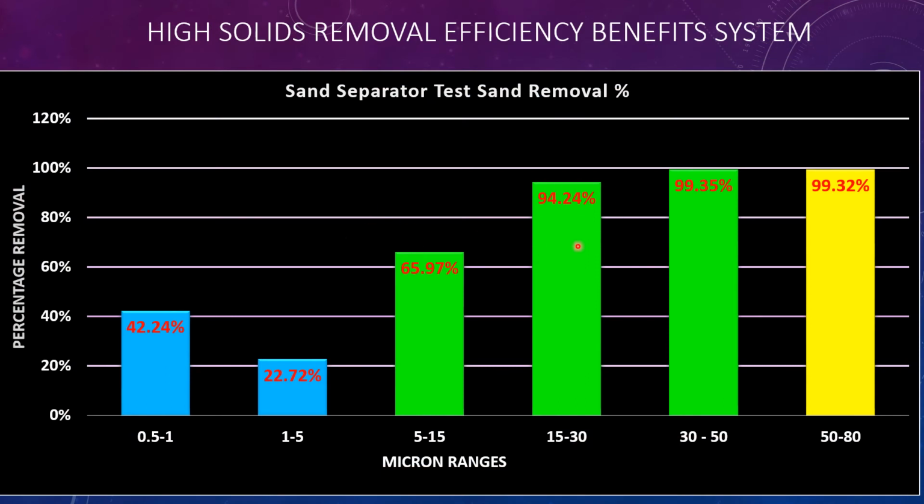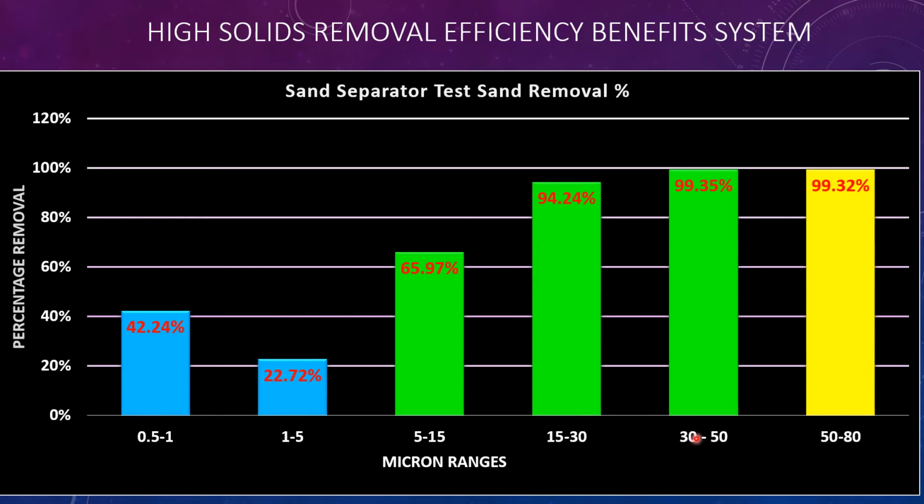So here's the results of our test, and you can see that there are buckets 50 to 80, 30 to 50, 15 to 30, 5 to 15, 1 to 5, and 0.5 to 1. And these are in microns. So let's just look at the 50, 30, 15, 5, so on. Now, for 50 and above, 99%. Definitely do as good as the rest of the guys, but I can tell you that they're not going to be anywhere close to 99% on 50, 60, or even 74 micron.